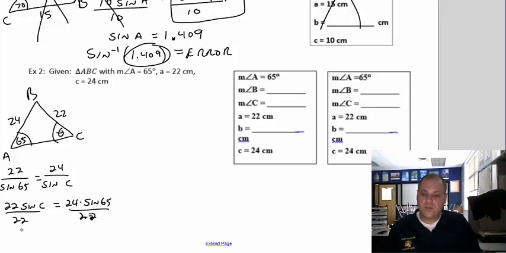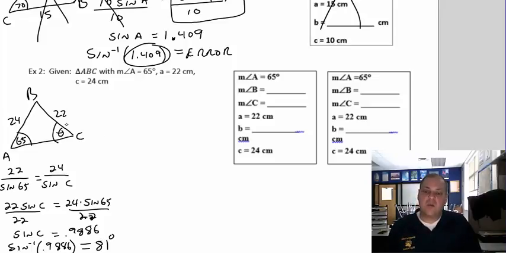So the sine of C is 0.9886, and then when I do second sine, 0.9886, that is going to be 81. So now the calculator says 81. The calculator is telling me that this angle has to be 81. And I'm going to put that here, 81 degrees.